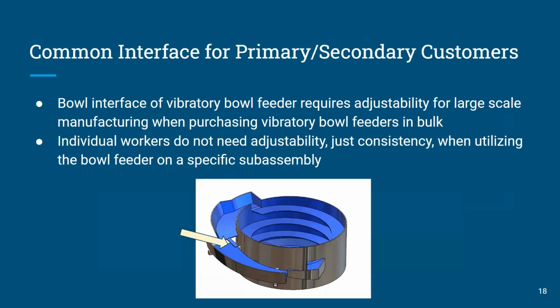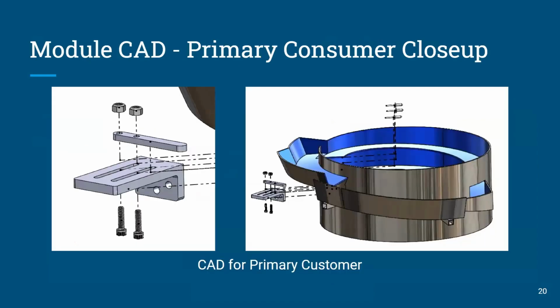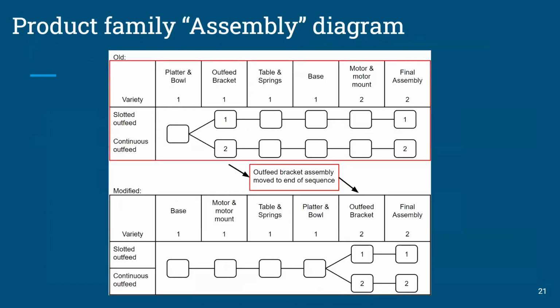In terms of the common interface for the primary and secondary customers, since the primary customer requires adjustability, we have an adjustable outfeed bracket, whereas the secondary customer has a non-adjustable version. Here's a picture of the adjustable outfeed bracket on the left and the static outfeed bracket on the right, and a detailed CAD of the adjustable outfeed bracket. And then here's a product family assembly diagram showing the original, not optimized order on the top and the modified optimized version on the bottom, which is optimized for delayed differentiation.